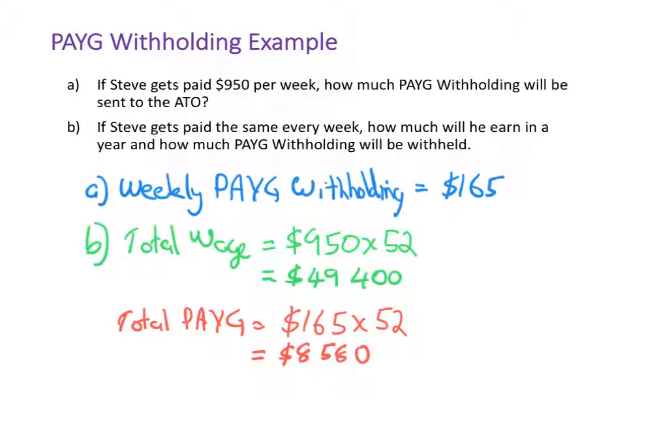So when Steve comes to do his tax return at the end of the year, if his tax payable on his $49,400 is less than $8,580, then he will receive a refund from the ATO, the Australian Taxation Office. If his tax payable on his income is more than $8,580, then Steve will have to make a payment to the ATO to catch up on his tax payable.